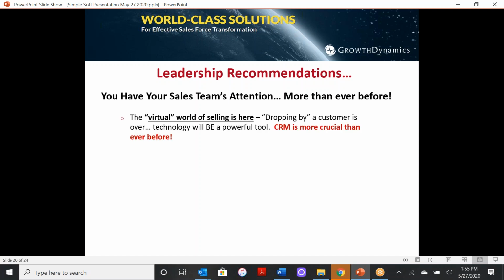And while you have their attention, it's important that they realize that the virtual world of selling is here. Dropping by a customer and not using technology is no longer going to be an option. CRM is more crucial than it's ever been before. Technology, LinkedIn, being able to connect with people in an event such as this, being able to introduce yourself via video and send that off to your customer so a sales organization or sales professional can introduce themselves to the customer and match a name with a face via video is powerful.